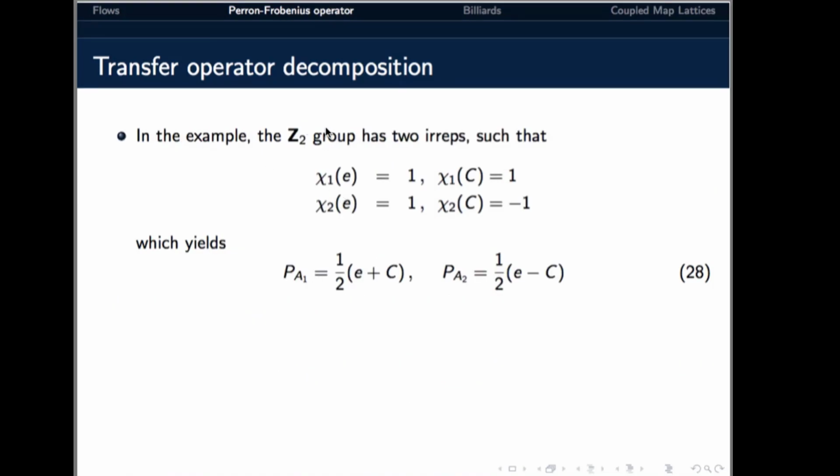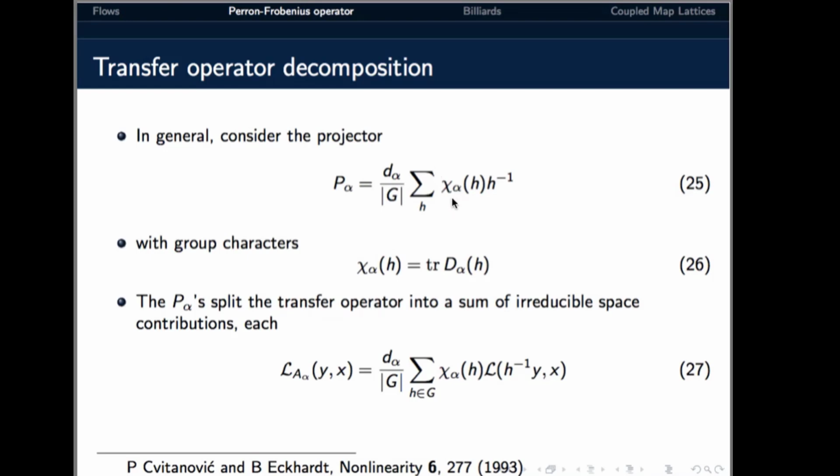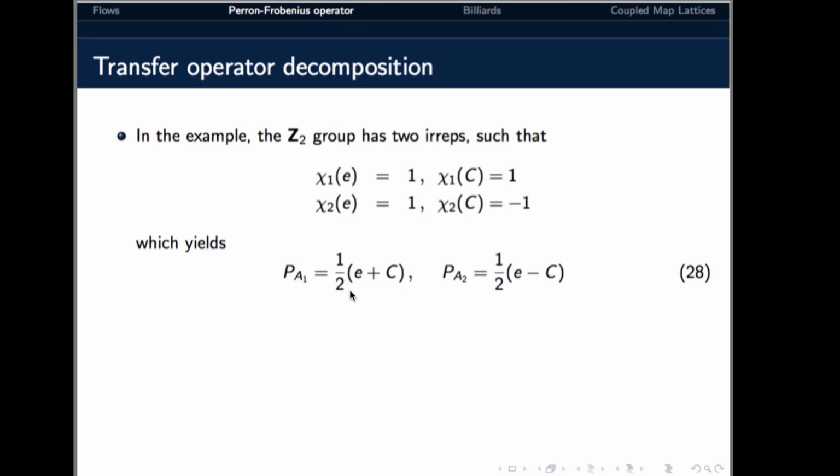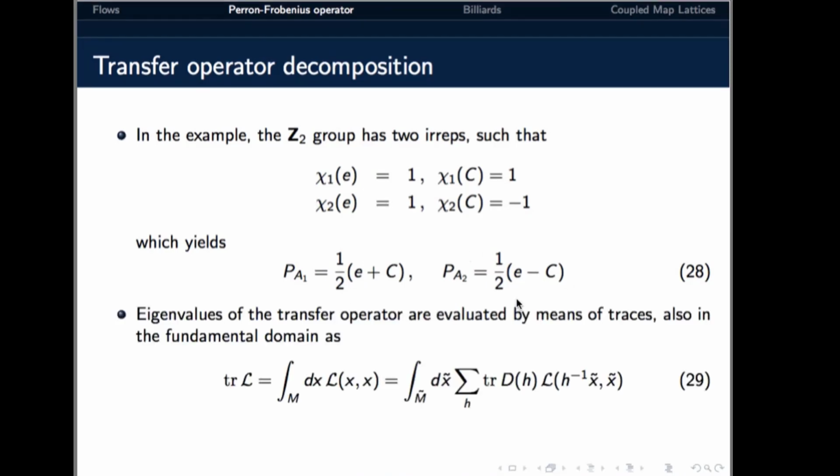In the example, the Z2 group has two irreducible representations, such that their characters are one for the identity and one for C, and the other one is one for the identity and minus 1 for the C operation, so for the flip. And that's exactly what yields in this sum here these two symmetric and anti-symmetric projectors. Now, the eigenvalues of the transfer operators are evaluated by means of traces. So also in the fundamental domain, if we care about the spectrum of this operator, then at some point we will compute its trace, and this can also be done using this decomposition.